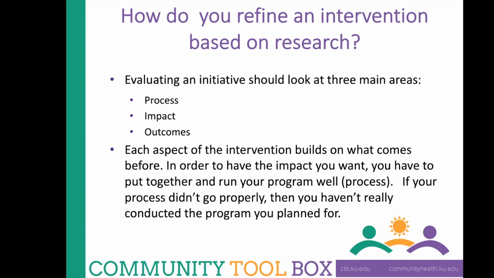Each aspect of the evaluation builds on what comes before. In order to have the impact you want, you have to put together and run your program well, and that's a matter of process. If your process didn't go properly, then you haven't really conducted the program you planned for. If you didn't get the impact you hoped for, it may be due to the fact that you didn't do what you had planned. And the first adjustments should be to the process to ensure that the intervention is implemented as intended.